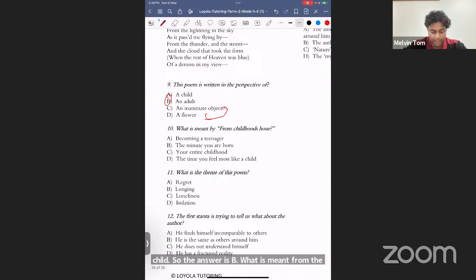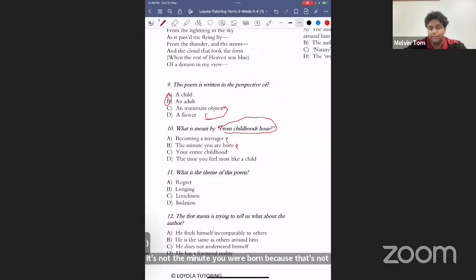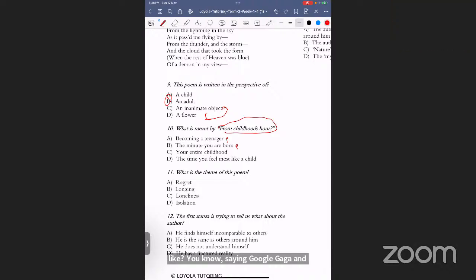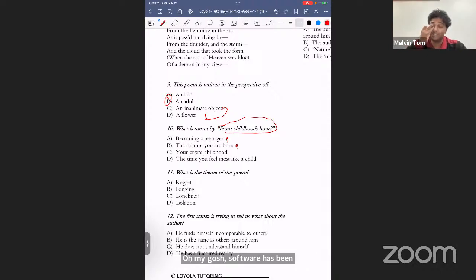What is meant from the childhood's hour? So since he was a child, that's pretty much what it means. It's not since he was a teenager. It's not the minute you were born, because that's not really your childhood. If you have any siblings, or even yourselves, most of you don't have memories until you are about 4 or 5, right? Do you remember that day when you went from saying goo goo gaga, and then suddenly looking in the mirror and saying, I'm alive. Oh my gosh. Software has been downloaded. Update is completed. I'm a human now, right?